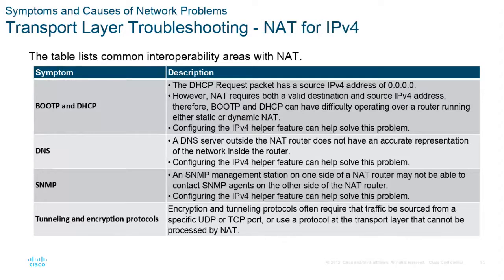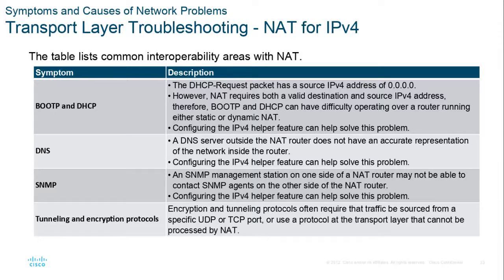Okay, network address translation, which we use for IP version 4, we shouldn't have to use with IP version 6 because we have so many additional IP addresses. We shouldn't have to do NAT for that. But in BootP and DHCP, NAT requires valid destination and source IP addresses. So we can use the helper feature, like we did, to convert that broadcast request into a unicast address so it can survive the trip through the router and get back to the home office where the actual DNS server is.